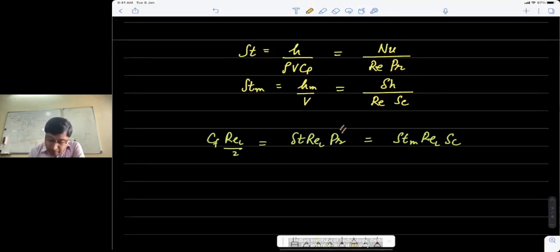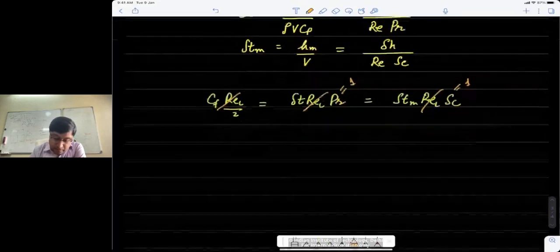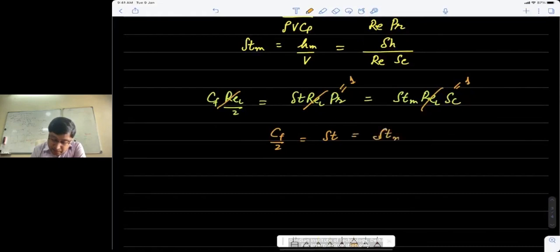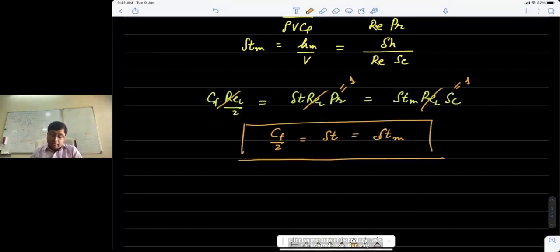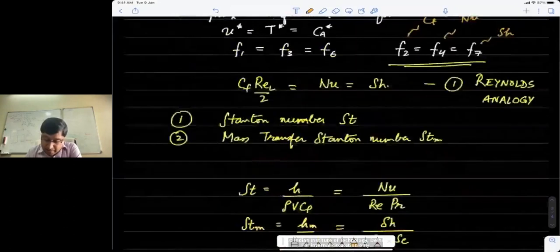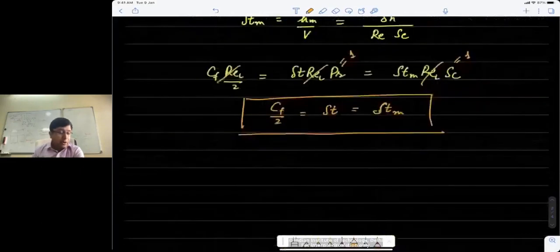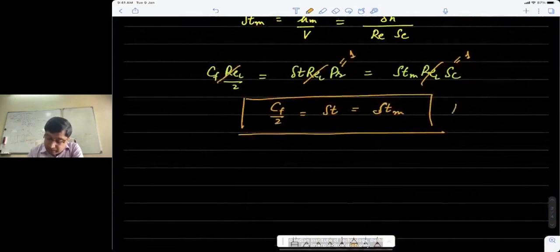Now in our problem we said Prandtl number is 1, Schmidt number is 1, and Reynolds number can be cancelled. So we get Cf by 2 to be Stanton number, which is the same as the mass transfer Stanton number. So this is what you will see as a Reynolds analogy in maybe your textbook. I defined the easier way earlier, but I'm now just defining the more general way in which the Reynolds analogy is written.